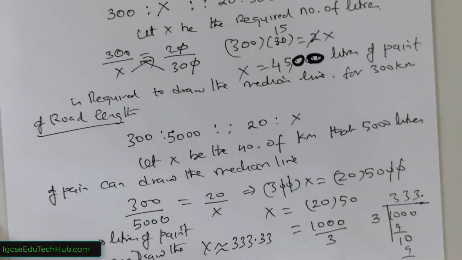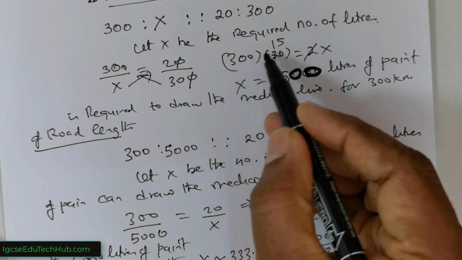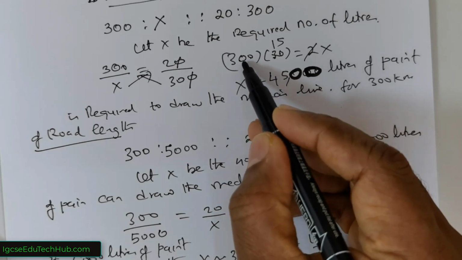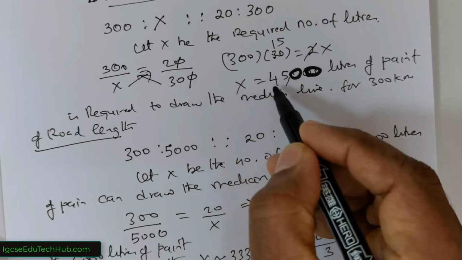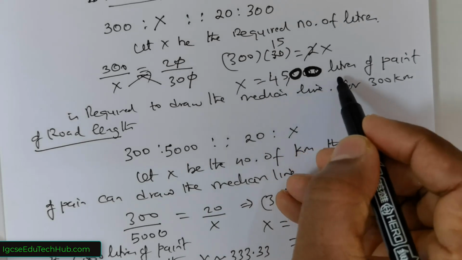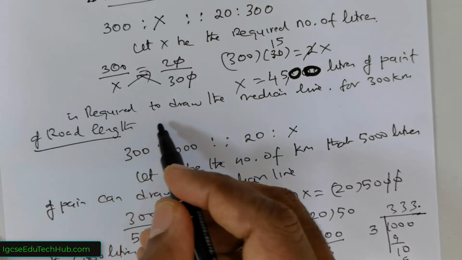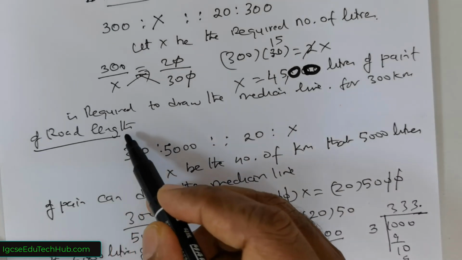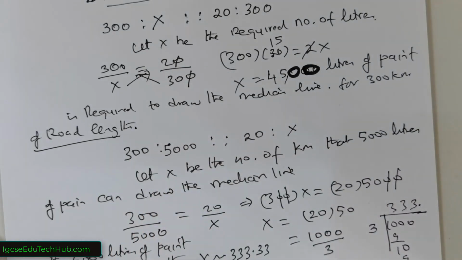We move on. So 2 divides 15 times 3 into 15 would give us 4500. There are 2 zeros, so just place 2 zeros. So x is equal to 4500 liters of paint would be required to draw the median line for 300 kilometers of road length. So that's the solution for this question.